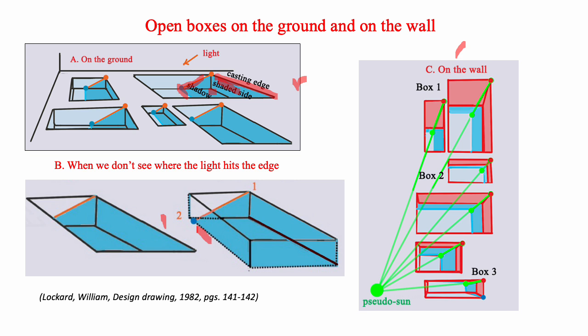If the boxes are on the wall, there are 2 variables at play. One is the depth of the box and the other is our viewpoint. So for this box, it's much shallower than this one, so its shadow is narrower. These boxes are seen from a worm's eye view looking up, so we see their tops. This box is seen from a bird's eye view looking down, so we see its bottom.